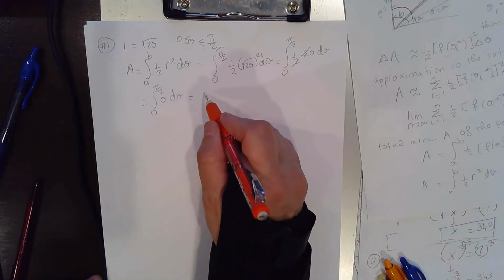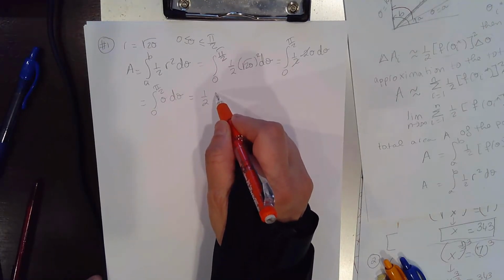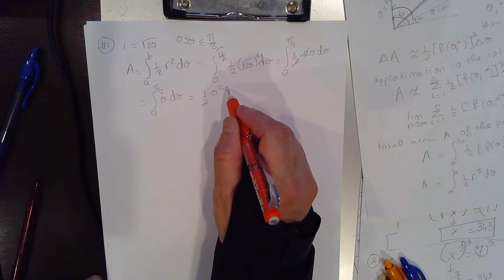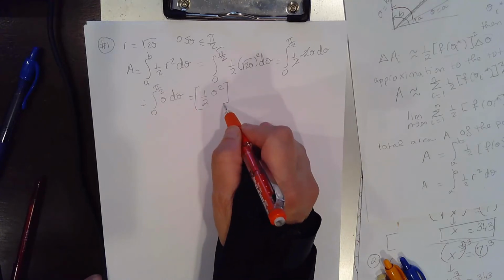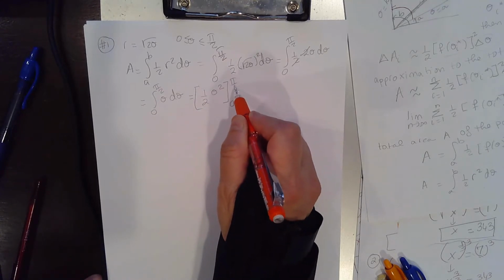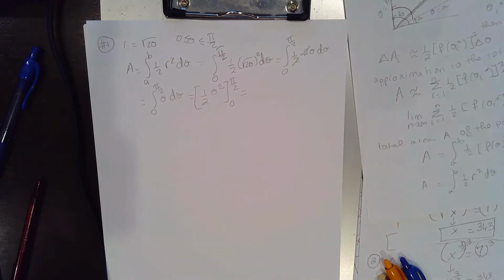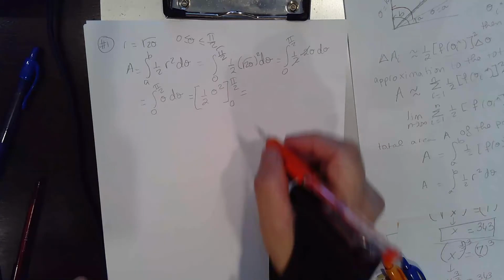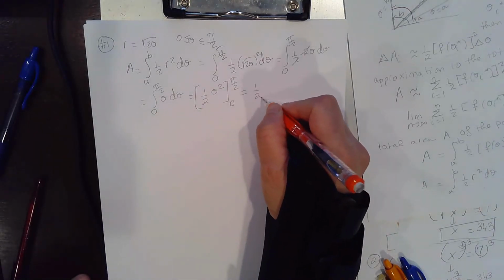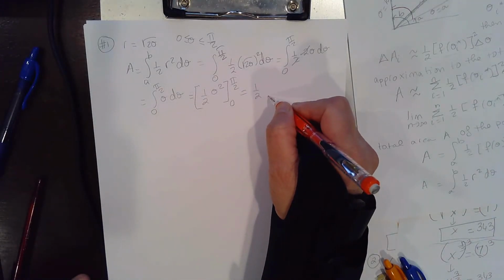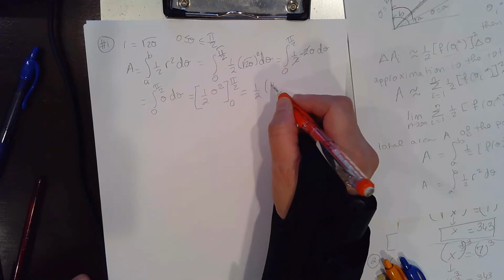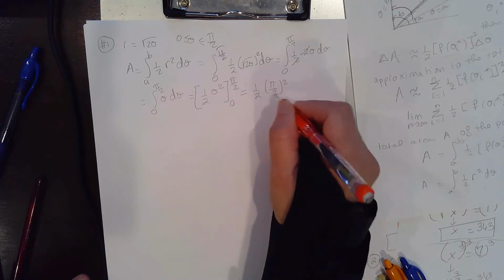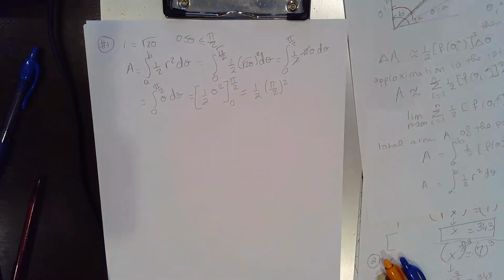Theta to the 1, that's 1/2 theta squared, and this is going from 0 to pi over 2. You can pull out the 1/2, it's not going to change, right? So 1/2. Or you don't have to. This is theta is pi over 2 squared minus 0, so we don't have to count this.